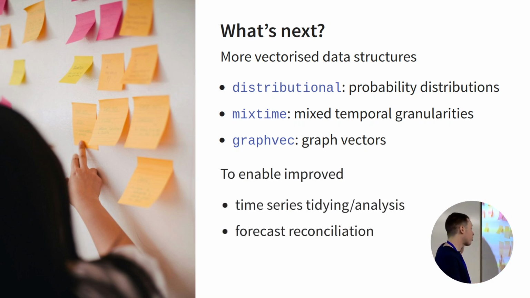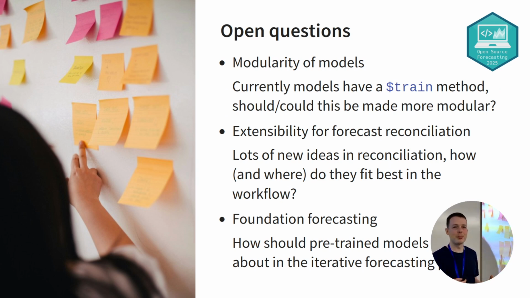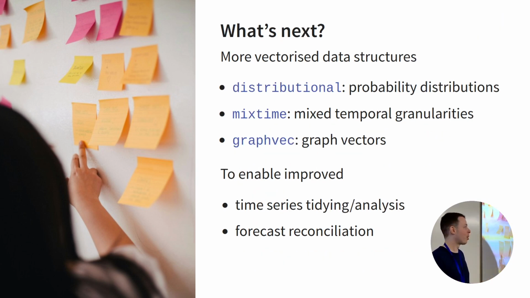So this will enable, hopefully, better time series tools for visualizing mixed granularity data sets. Maybe you've got weather coming in hourly, but sales coming in minutely. You can see and visualize both of them in the same space. And of course, the holy grail of cross-temporal forecast reconciliation, probabilistically. So that brings together probabilistic from distributional, temporal from MixTime, and cross-sectional with GraphVec.